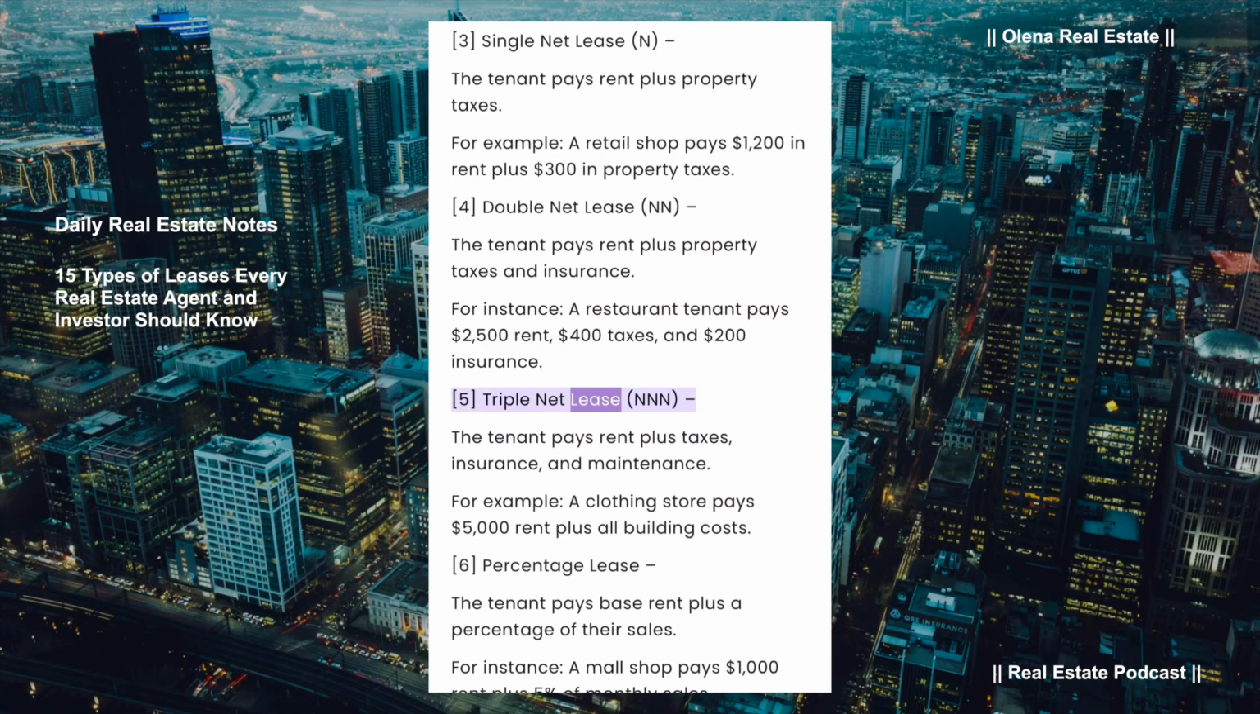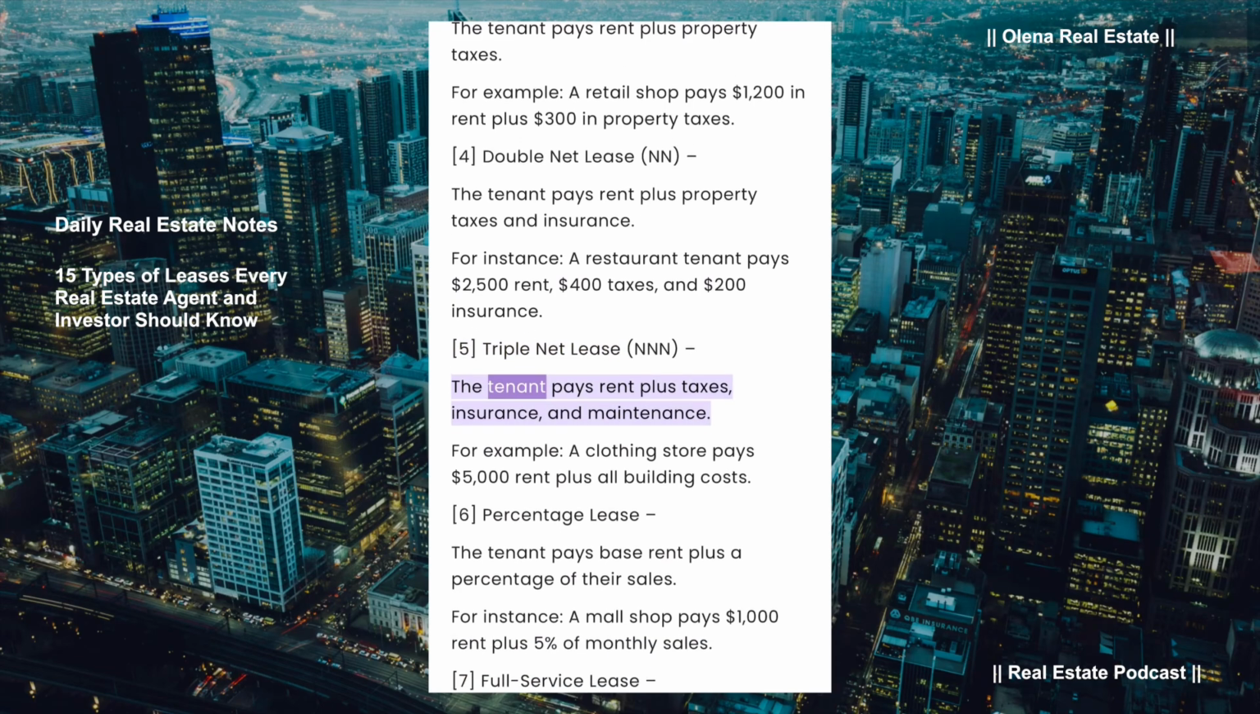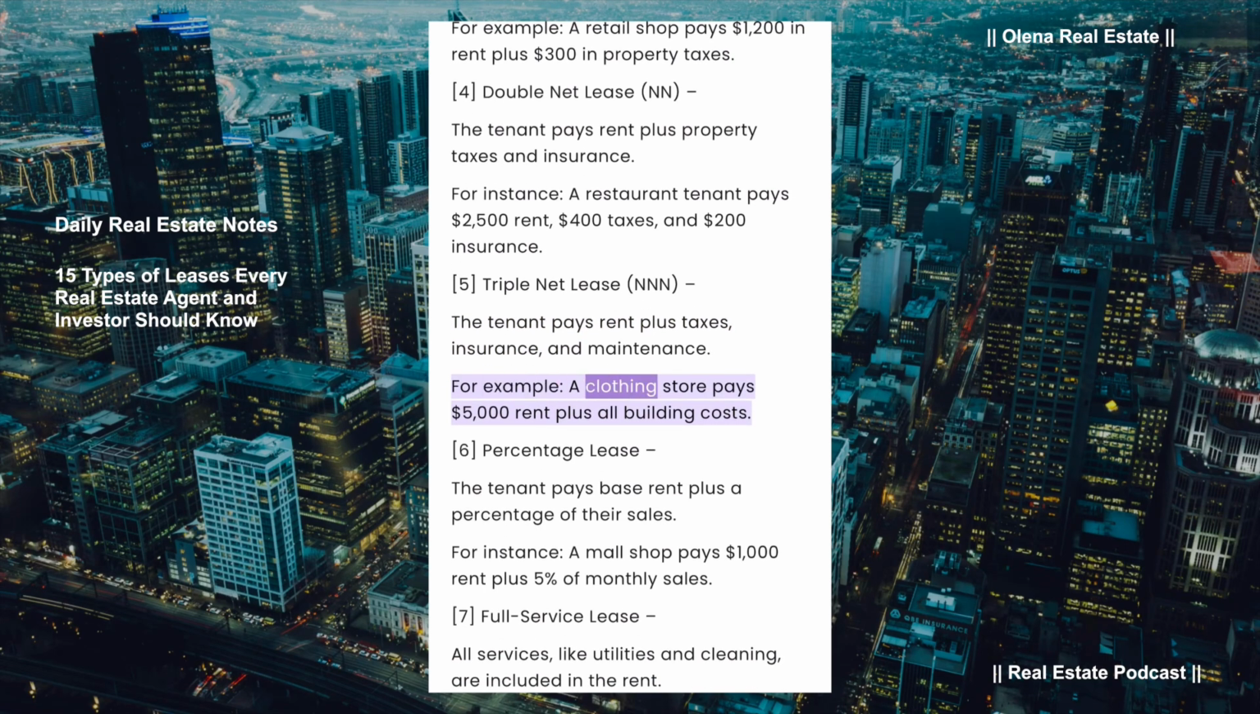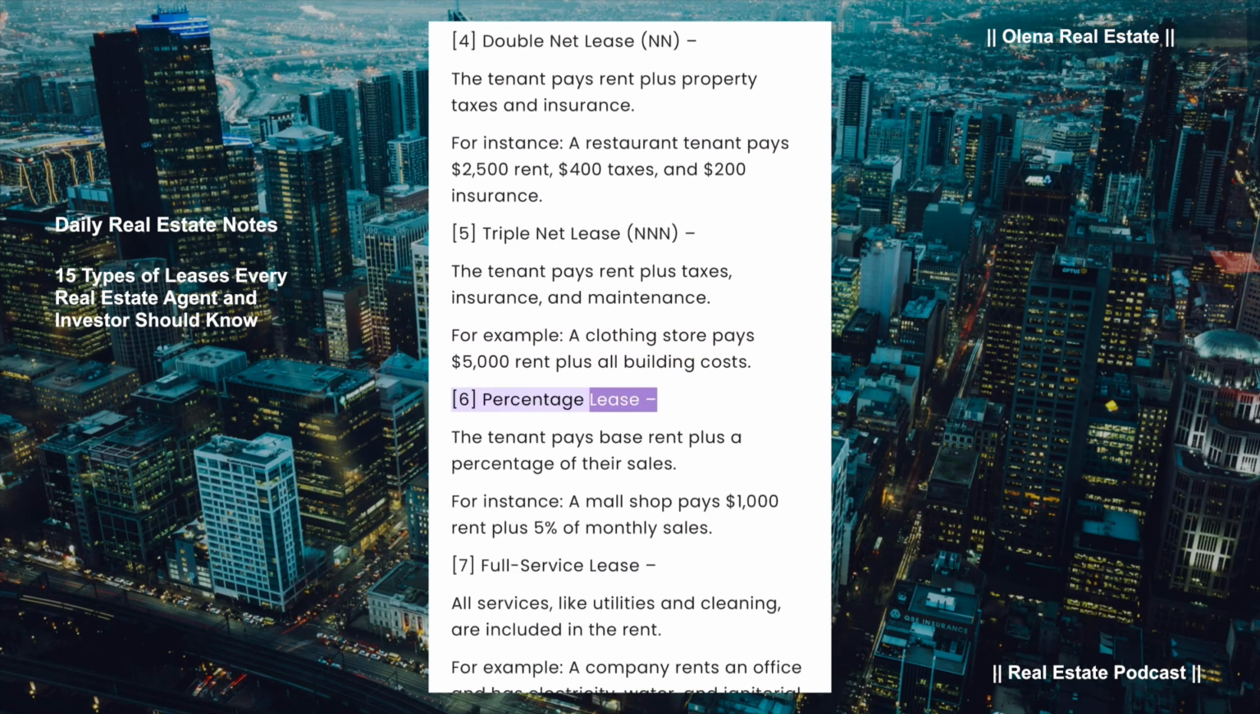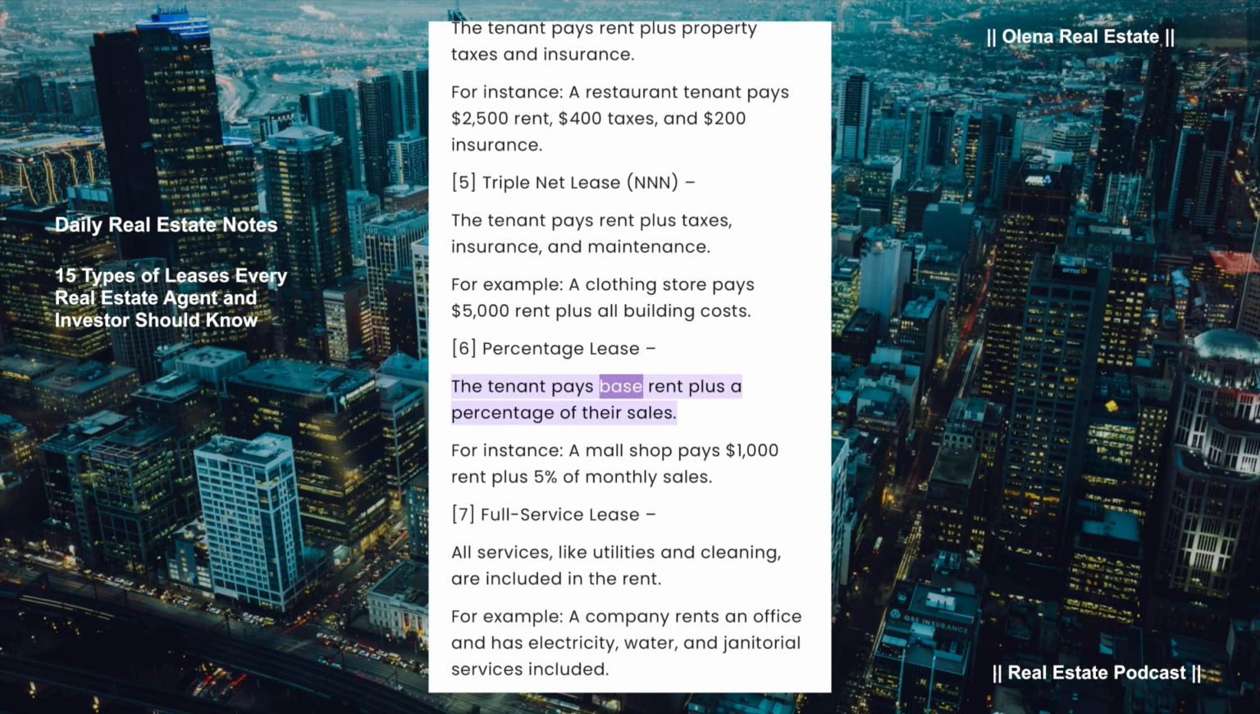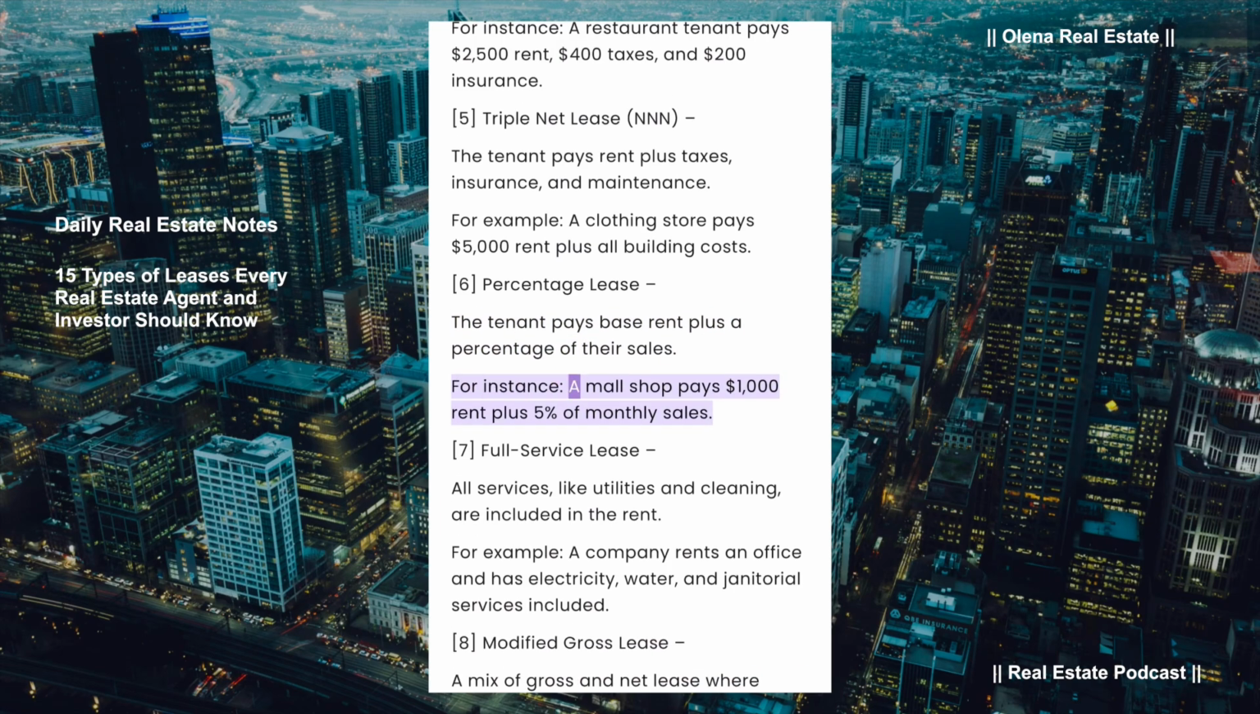Triple net lease, NNN. The tenant pays rent plus taxes, insurance, and maintenance. For example, a clothing store pays $5,000 rent plus all building costs. Percentage lease. The tenant pays base rent plus a percentage of their sales. For instance, a mall shop pays $1,000 rent plus 5% of monthly sales.